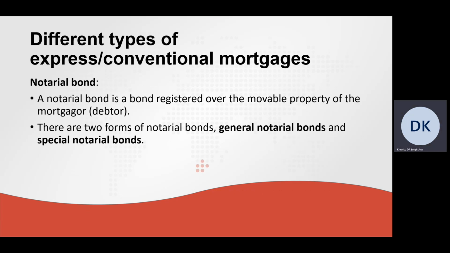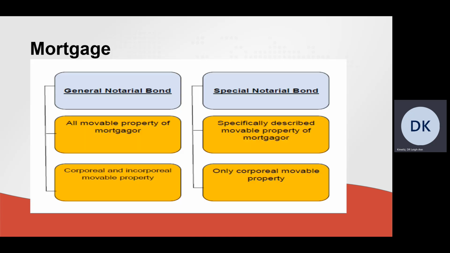An example of an express conventional mortgage is a notarial bond. It is a bond registered over the movable property of the mortgager. There are two forms of notarial bonds, namely general notarial bonds and special notarial bonds. General notarial bonds are applicable to all movable property of the mortgager, whereas special notarial bonds are applicable to specifically described movable property of the mortgager. General notarial bonds are applicable to corporeal and incorporeal movable property, whereas a special notarial bond is only applicable to corporeal movable property.